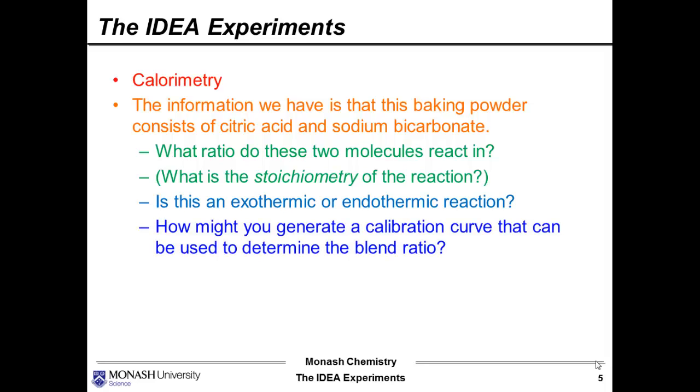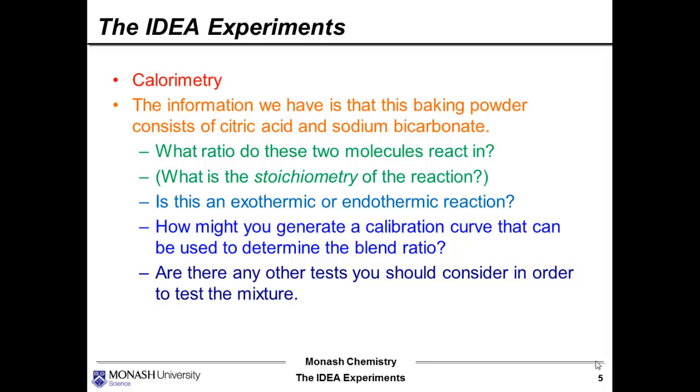How might you generate a calibration curve that can be used to determine the blend ratio? The Monash Uni baking powder isn't necessarily in the perfect stoichiometric ratio. What's more, are there any other tests that you should consider in order to test the mixture? You might want to think about what the pH of this kind of mixture might be.